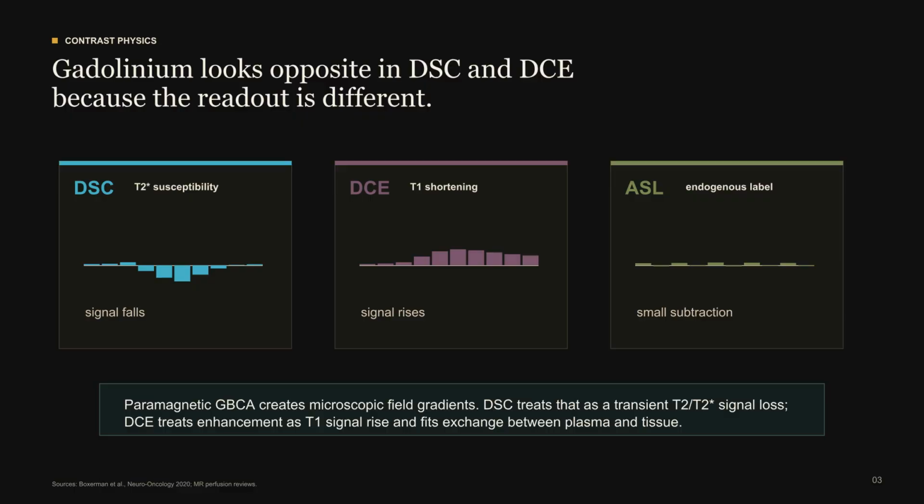Gadolinium creates microscopic field gradients, causing opposite effects in DSC and DCE due to different readouts. DSC sees a transient T2 signal loss, while DCE observes a T1 signal rise and models plasma to tissue exchange. ASL uses an endogenous label, relying on small subtraction.